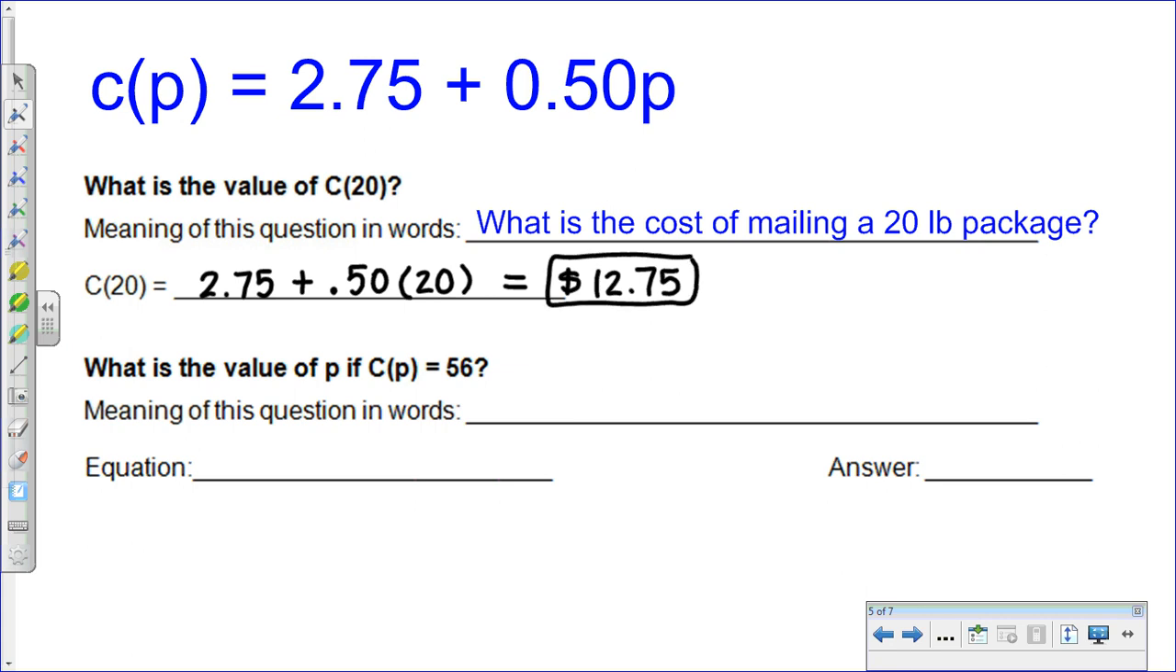Next question, what is the value of P if C of P equals 56? Let's think about what this means in words. This time, we don't know how many pounds were mailed, but we do know the cost of the P pounds was $56. So this question is asking how many pounds can be shipped for $56. This time, we're going to take our C in our equation and replace it with 56. And we'll have to solve for P, the pounds.